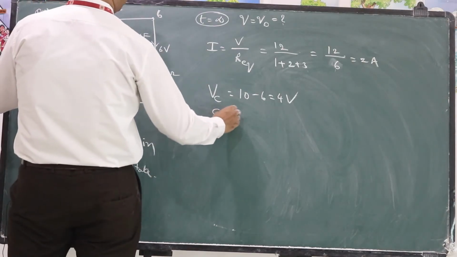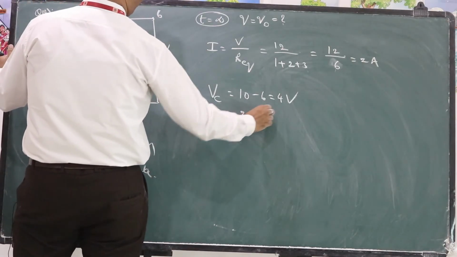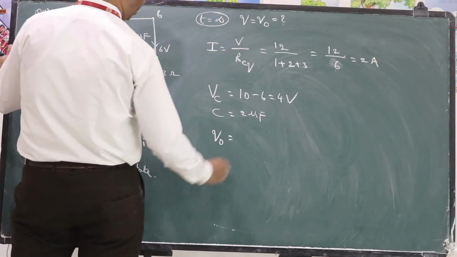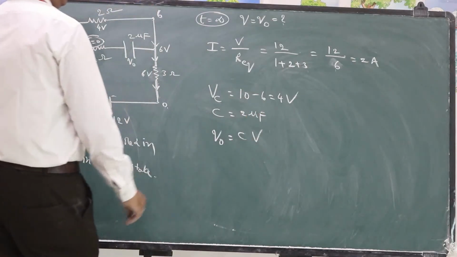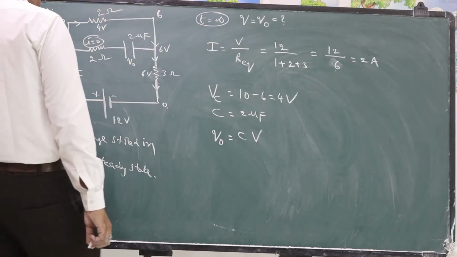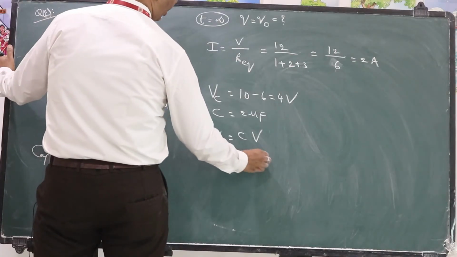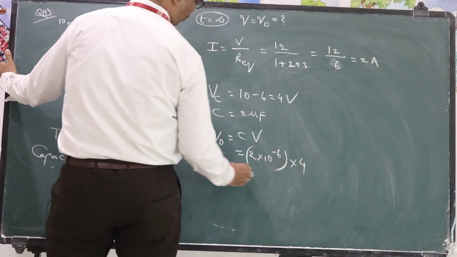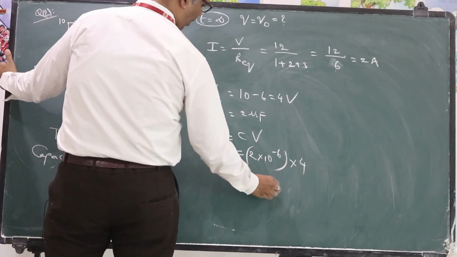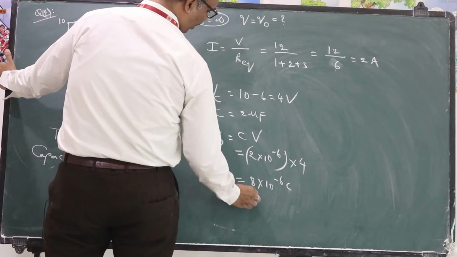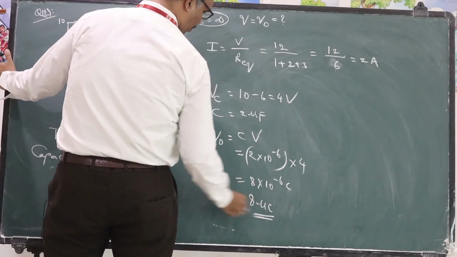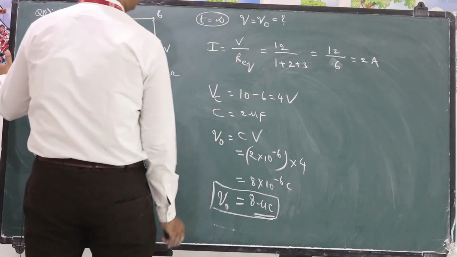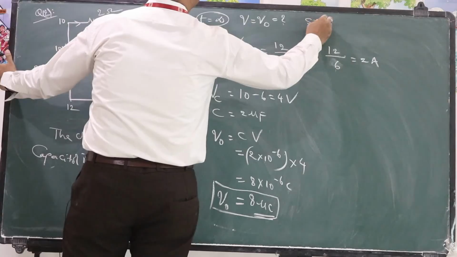The capacitance of the capacitor is 2 microfarad. You are asked to find the maximum charge that can be stored. Q is equal to CV. So capacitance 2 microfarad, that is 2 into 10 power minus 6 farads, into voltage 4 volts. It becomes 8 into 10 power minus 6 coulombs. That is nothing but 8 microcoulomb will be the maximum charge that can be stored by the capacitor at infinite time, that is at steady state.